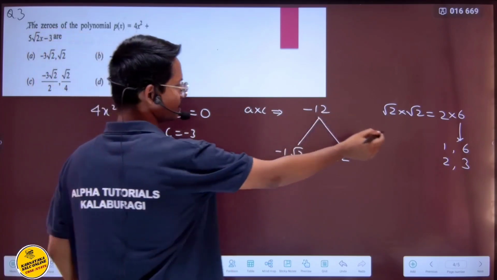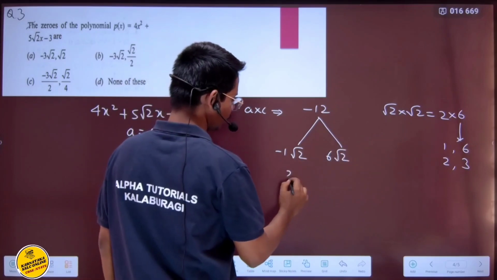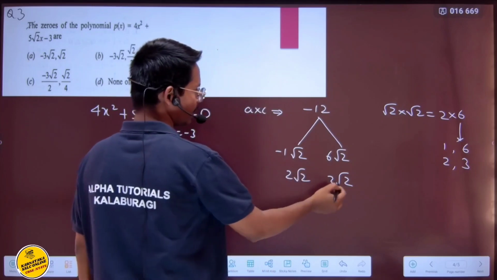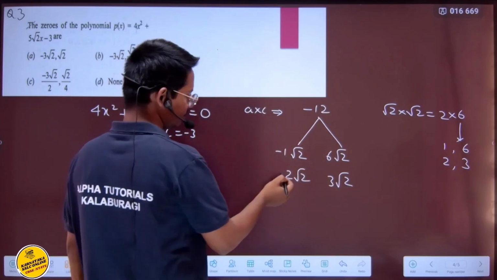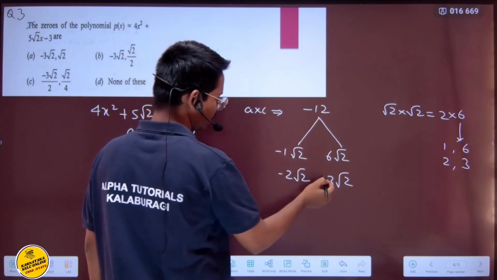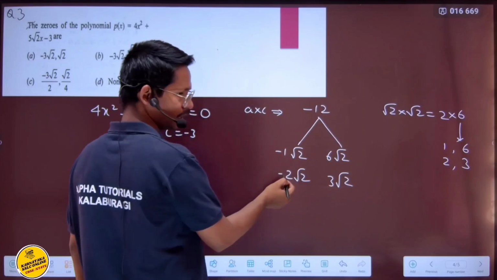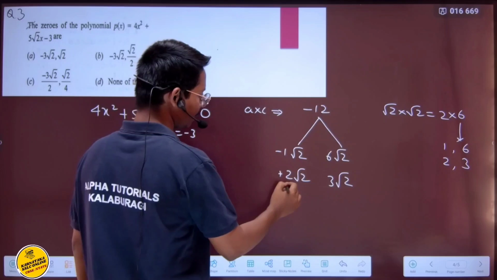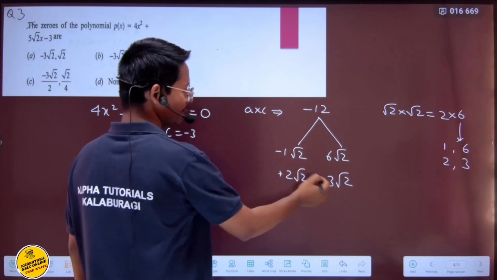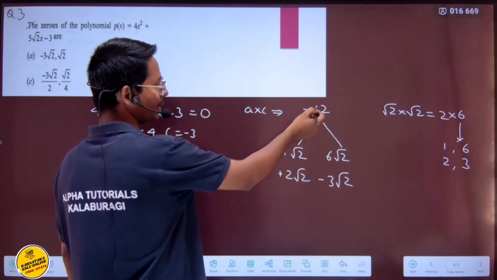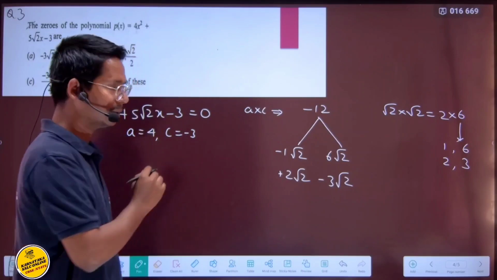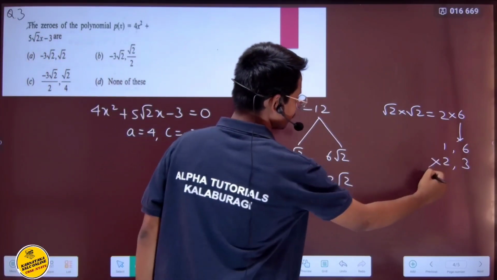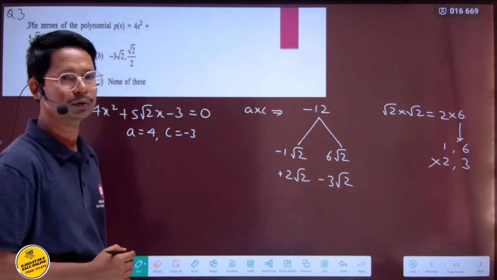But if you change to another combination like 2 root 2 and 3 root 2, multiplication will give 12. If I make a change here to minus, addition will give plus 1 root 2. If I make this plus and that minus, addition will give minus root 2. However, I may get minus 12, but both conditions should be satisfied at the same time. So this combination is false. So I can go with minus 1 and 6 root 2.